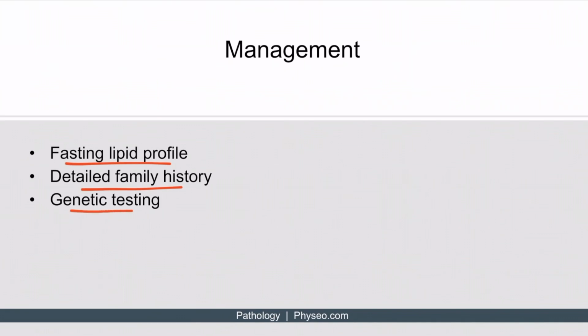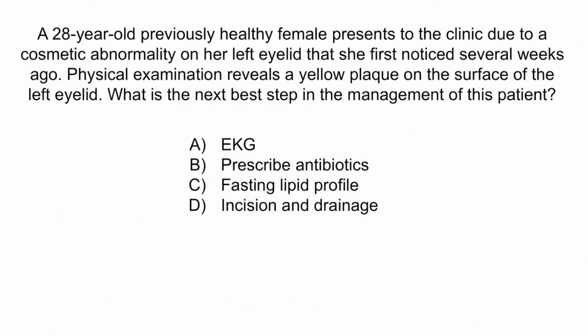All right, now that we've covered the information, let's review with a question. A 28-year-old previously healthy female presents to the clinic due to a cosmetic abnormality on her left eyelid that she first noticed several weeks ago. Physical examination reveals a yellow plaque on the surface of the left eyelid. What is the next best step in the management of this patient? A, EKG, B, prescribe antibiotics, C, fasting lipid profile, or D, incision and drainage.